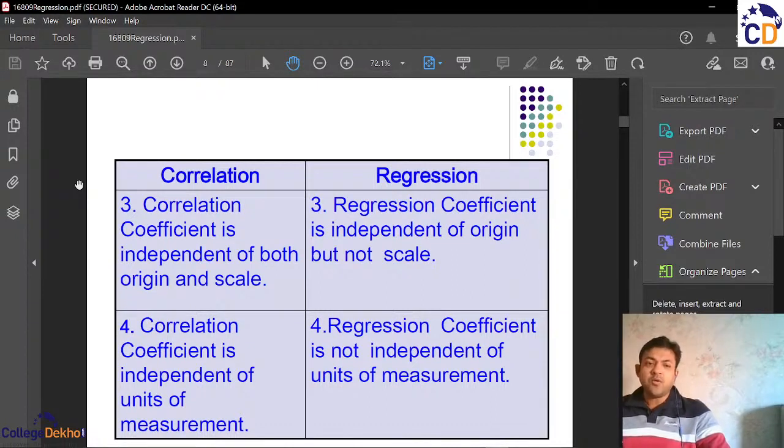Next, correlation coefficient is independent of the unit of measurement. It does not depend upon the unit of measurement. Regression coefficient is dependent upon the unit of measurement. Okay.